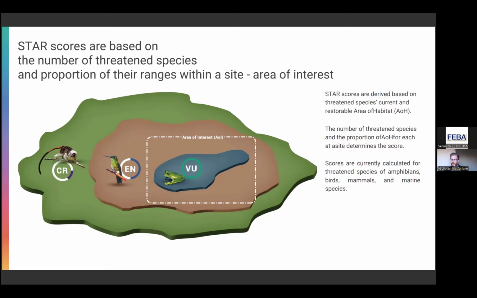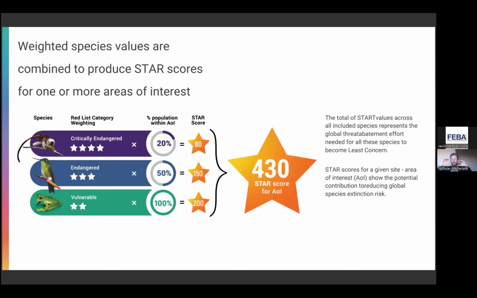Next slide, please. And then imagine that the area of interest dotted line was a cookie cutter. It slices out that area of interest and calculates the STAR score for the whole site based on the number of threatened species, their threat categories, and the proportion of the ranges included at the site.